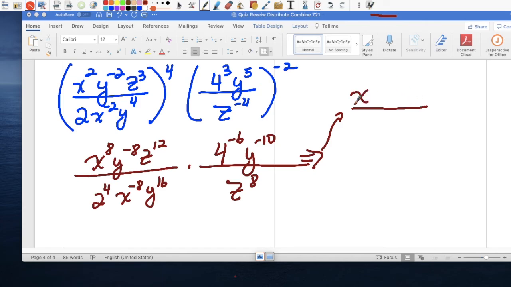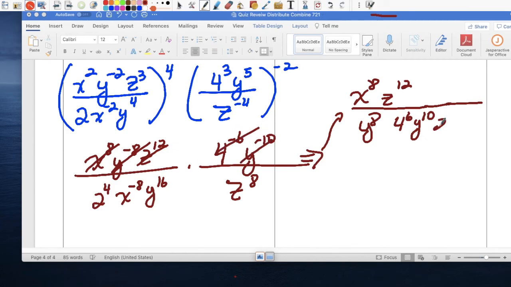Okay, x to the 8 stays, y to the negative 8 goes down, z to the 12 stays. 4 to the negative 6 comes down, y to the negative 10 comes down, sorry, it comes down as a positive exponent. So that's done. Let's do 2 to the 4th, 2 to the 4th stays down, x to the negative 8 goes up, y to the 16 stays down, and z to the 8 stays down.